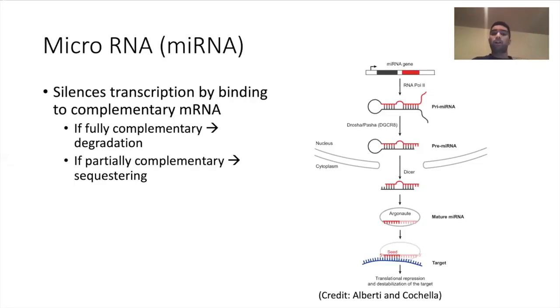If the miRNA is only partially complementary to the mRNA, so not every single base pairs with another base on the mRNA, just some of them or most of them do, then there's a slightly more complicated mechanism by which it's not chopped up, but it's sequestered. It's put away and silenced in a more indirect way.